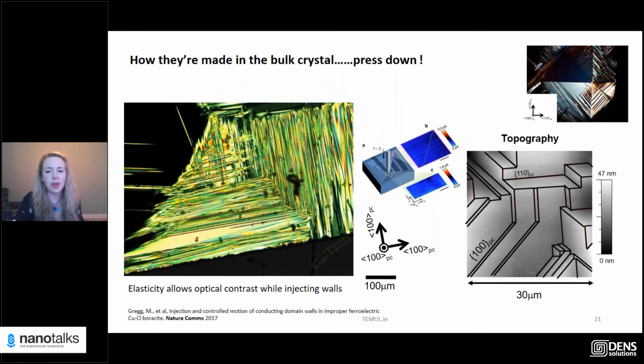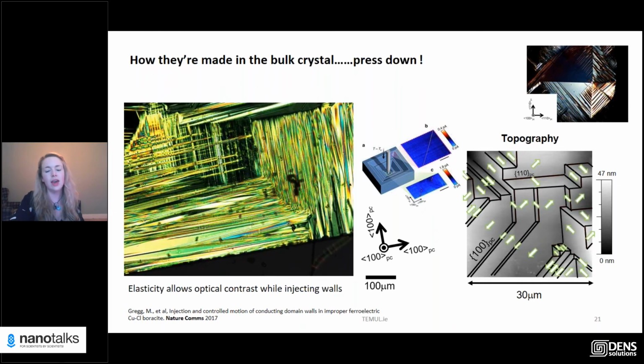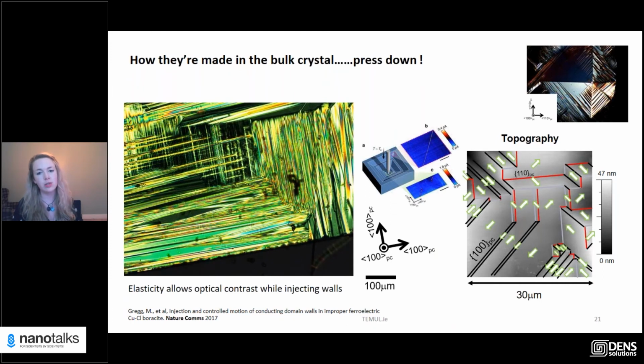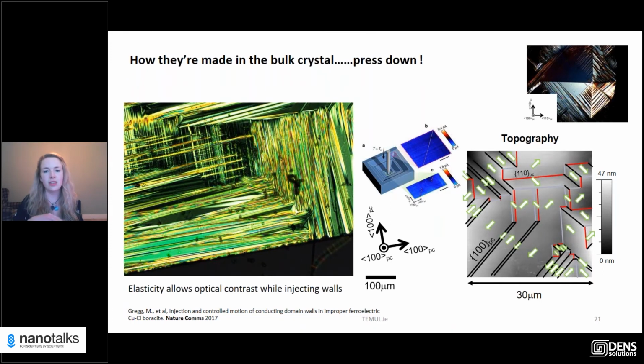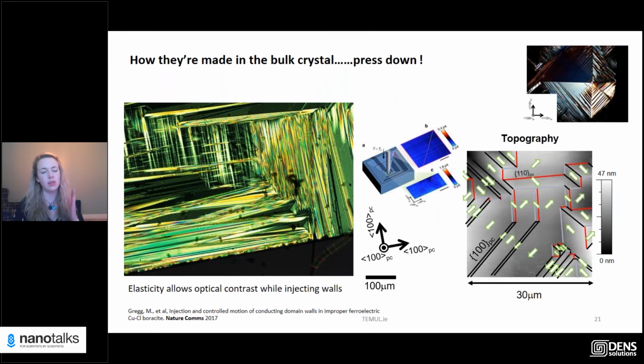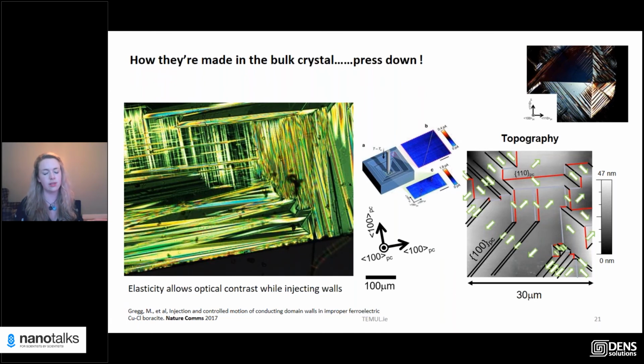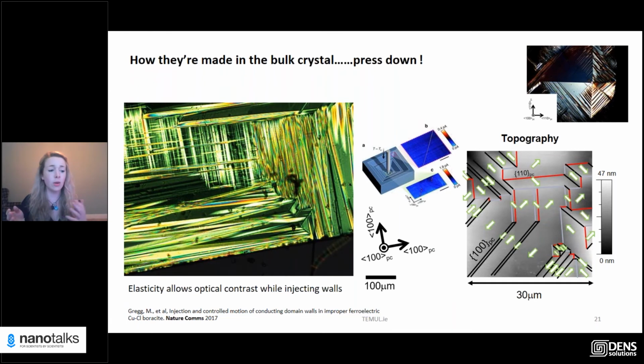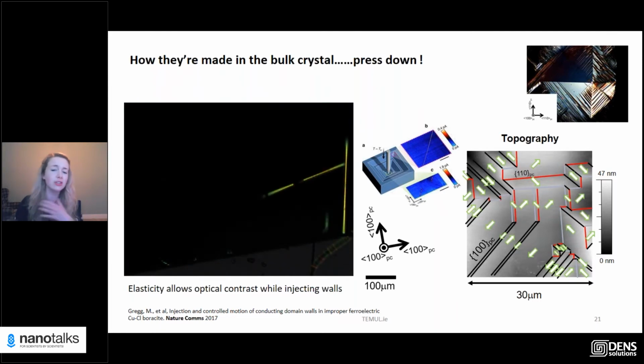And in this initial paper, they were able to show from CAFM measurements, so conducting AFM, that these domain walls can be either neutral, so no change across the wall in terms of conductivity, or that they're also increased in conductivity or decreased, so a conducting or an insulating wall.